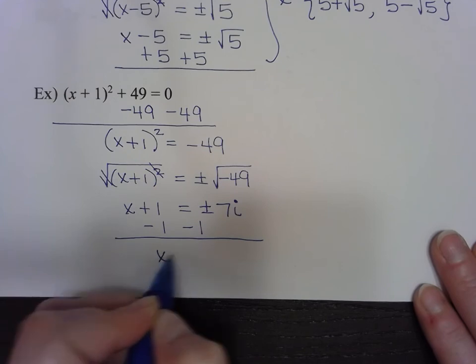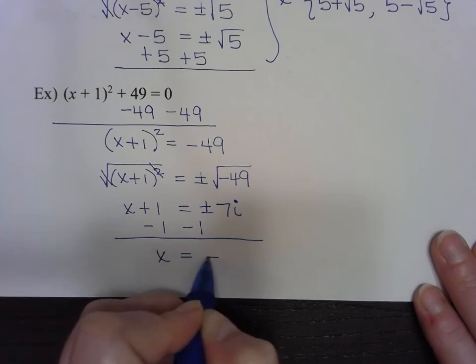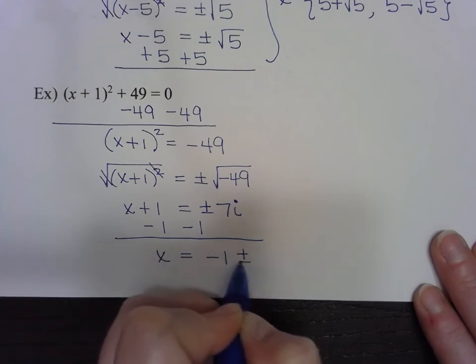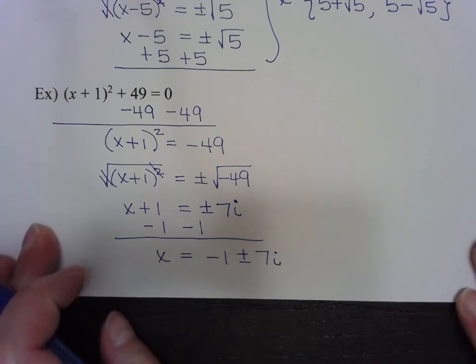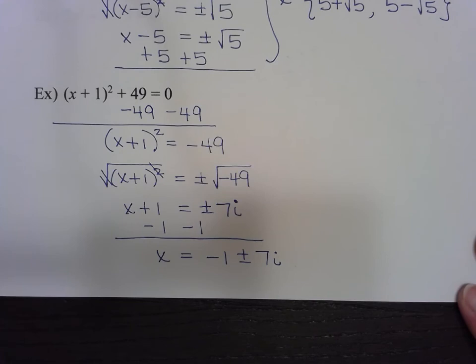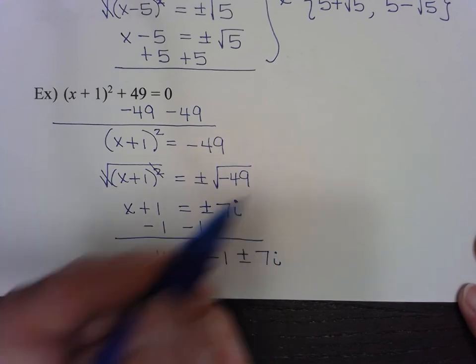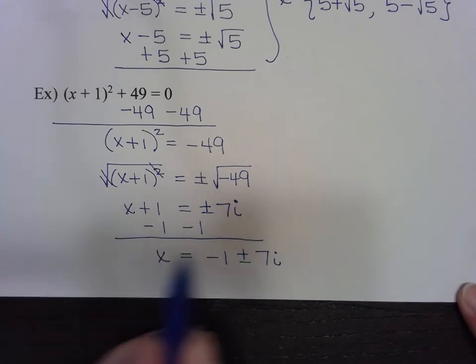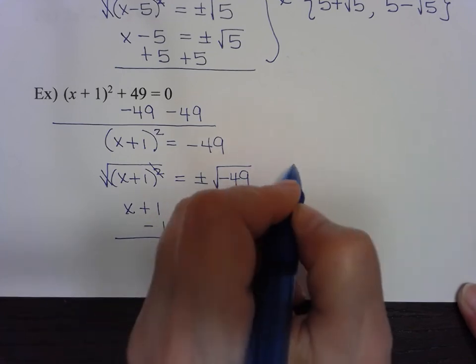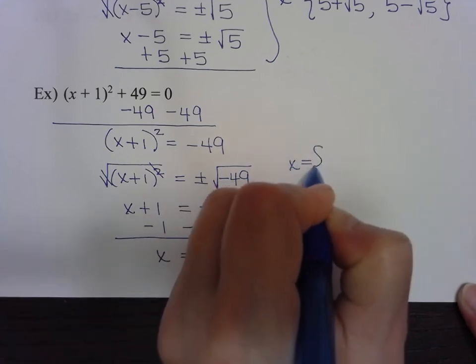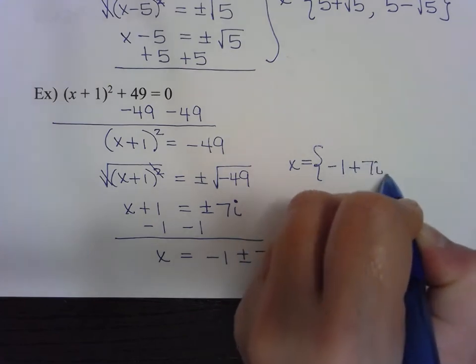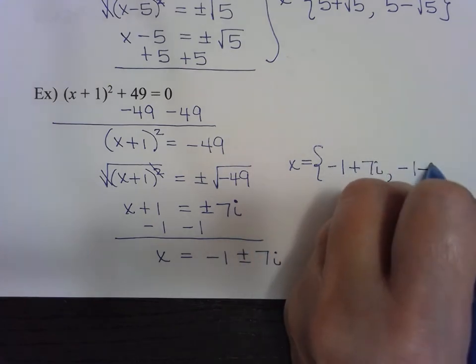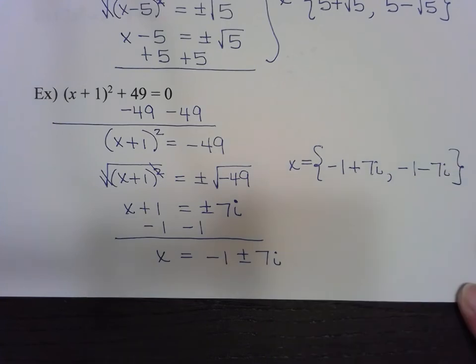And when I have a complex number, remember I want to write it in that a plus bi format. So I get negative 1 plus or minus 7i. All right, the same thing's true here. I like this answer. This is totally fine. Online, they're going to ask you to break it up as negative 1 plus 7i and negative 1 minus 7i. So just be prepared for that.